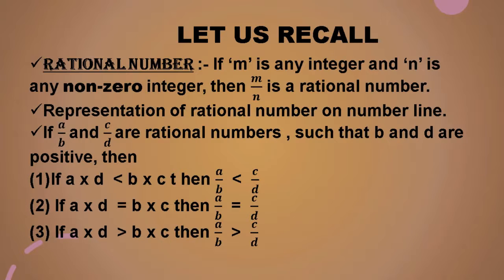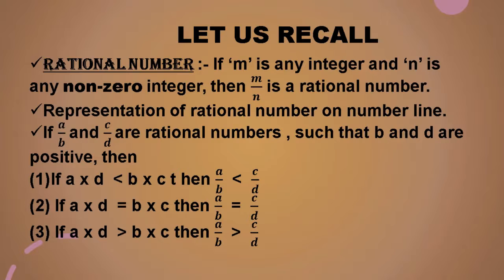We also know that for any pair of numbers on number line, the number to the left is smaller than the other. Also, if the numerator and the denominator of a rational number are multiplied by any non-zero number, then the value of the rational number does not change. It remains the same. Then we have studied three rules to compare two rational numbers.